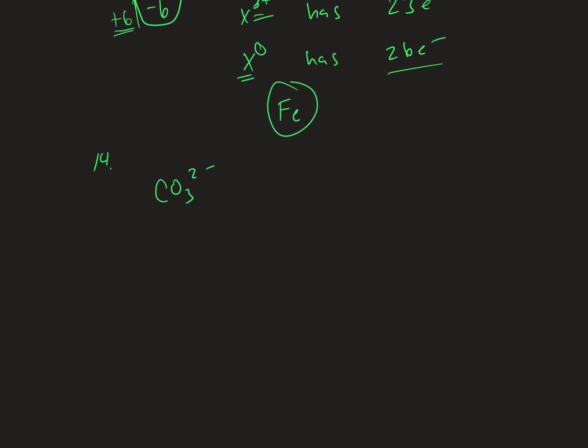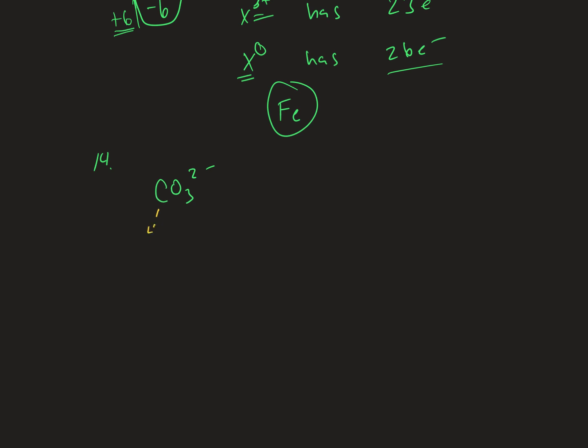What's this called? It's a polyatomic ion. What is it? Carbonate. Okay, so what do we do to find it? You tell me. We determine the number of valence electrons, right? To draw the Lewis structure, we have to know how many valence electrons it has. So how many does carbon have?